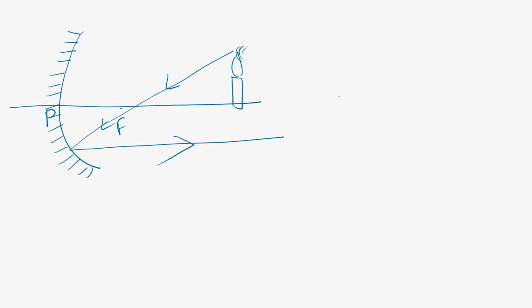And next, this is a concave mirror. This is the polished surface, the principal axis, and this is the pole. Here we are taking the object as a candle. Now the light ray is passing through the focus, and when the light ray passes through the focus, the reflected ray is parallel to the principal axis.